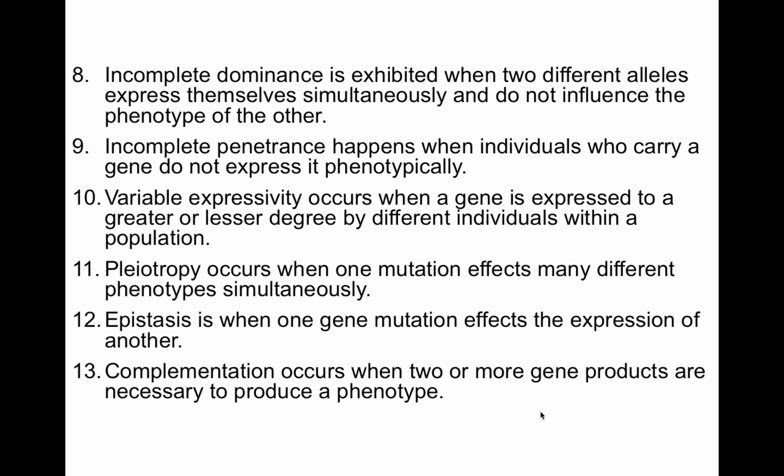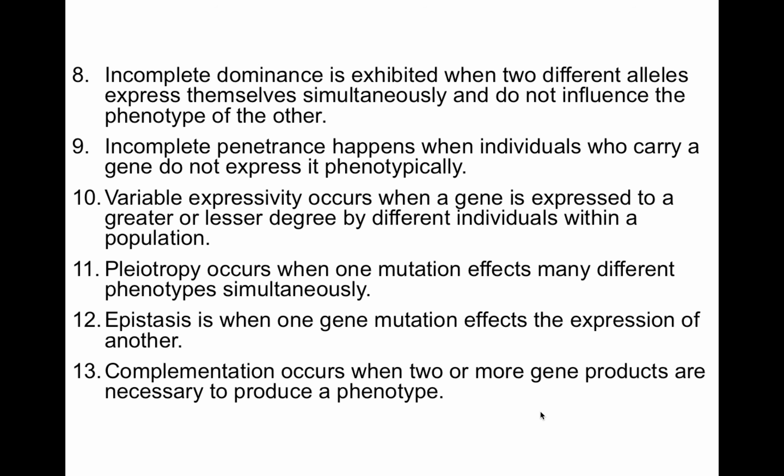Incomplete dominance is exhibited when two different alleles express themselves simultaneously and do not influence the phenotype of the other. That's what we see in the blood type groups, especially in the AB blood type.